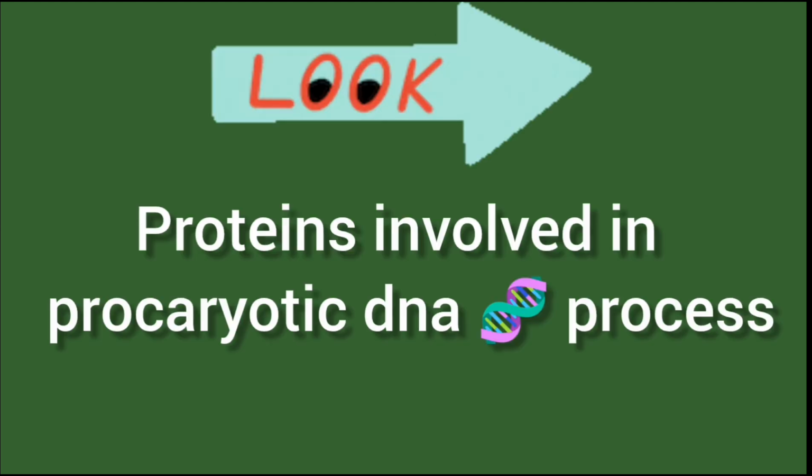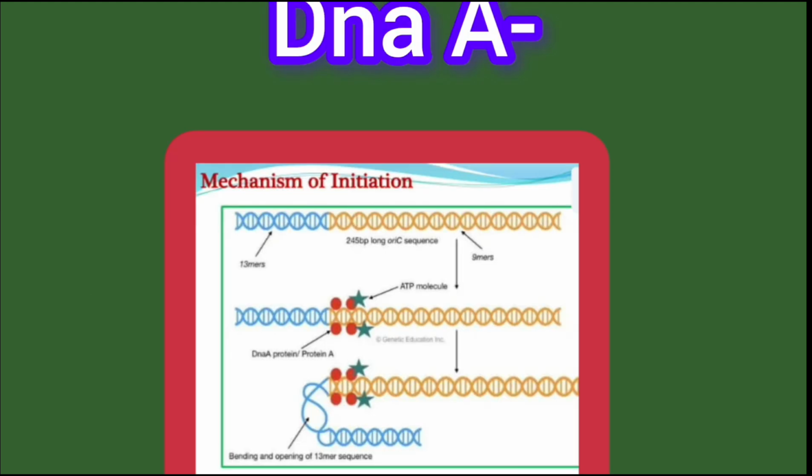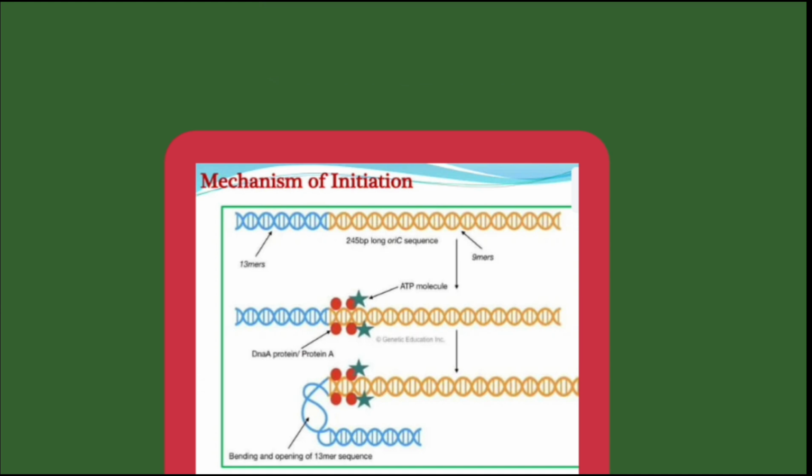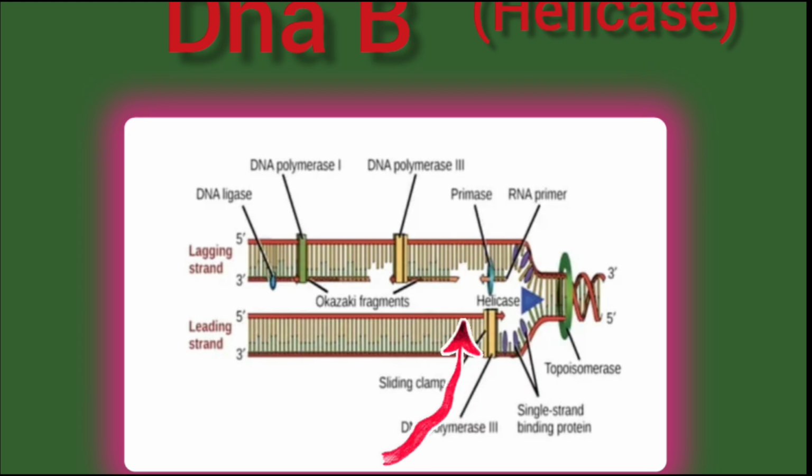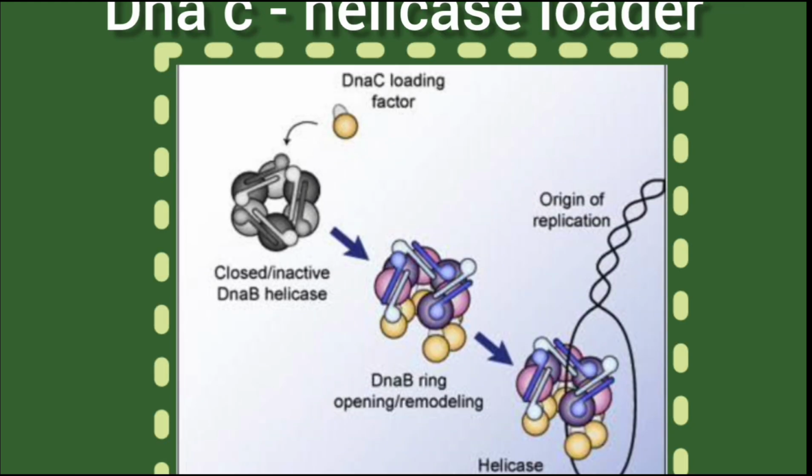Now, let's look at the proteins involved in the prokaryotic DNA replication process. First, look at DnaA. It recognizes the OriC sequence for the initiation of replication. DnaA recognizes the OriC site for the initiation of replication. Then come to DnaB. It unwinds the DNA double helix and works as a helicase. Then what is the role of DnaC? At the origin of replication, DnaC helps the helicase to recognize the site for its action. It helps DnaB.